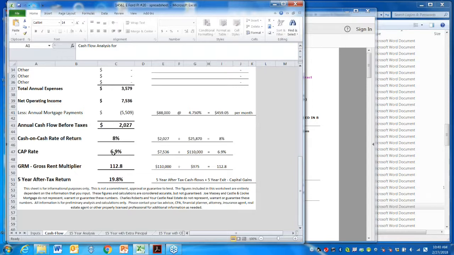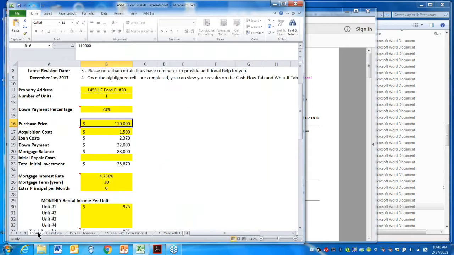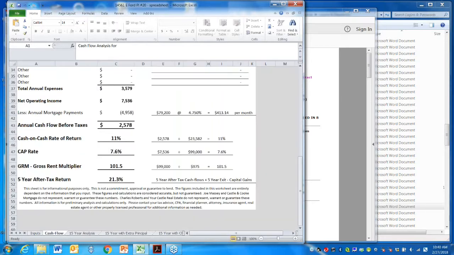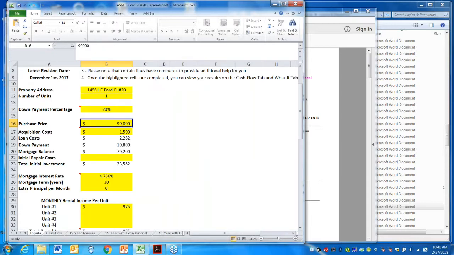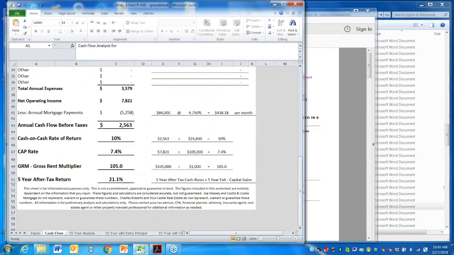That's the fun of using this type of spreadsheet, being able to go in and make these changes. Maybe you got it real cheap. Maybe you got it for $99,000. Wow. What would that mean? It would mean you got a 7.6 cap on it. And then maybe you say you paid 105 for it, but it turns out you can get $1,000 in rent. How does that change everything? It gives you a 7.4 cap instead of a 7.2.